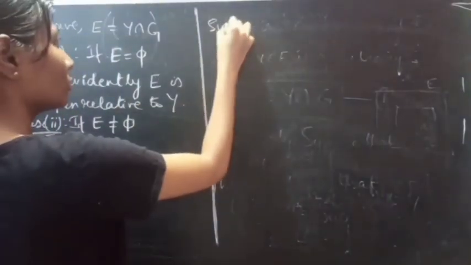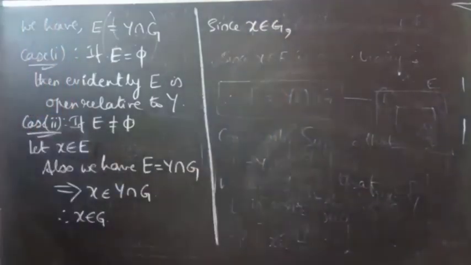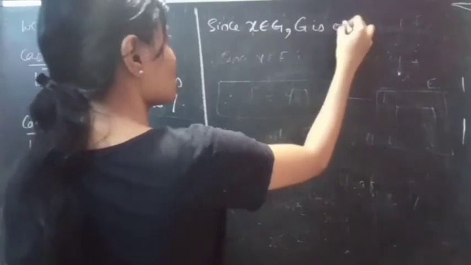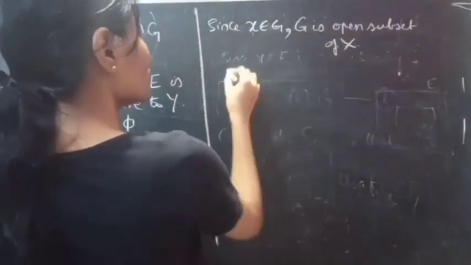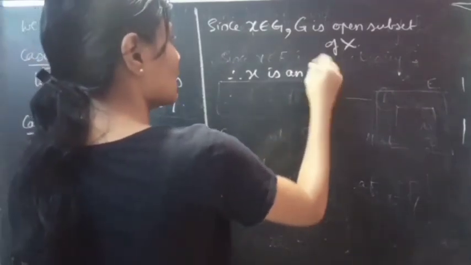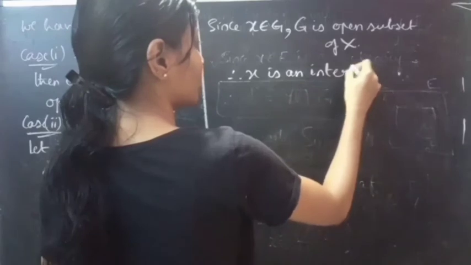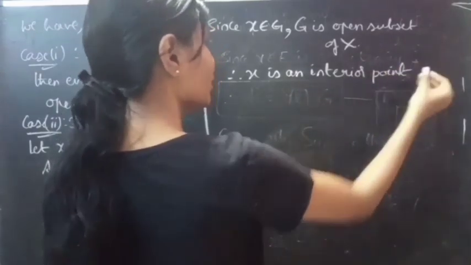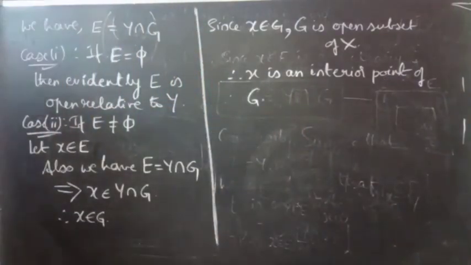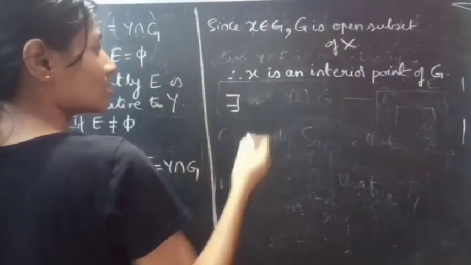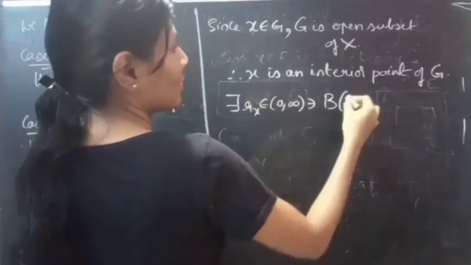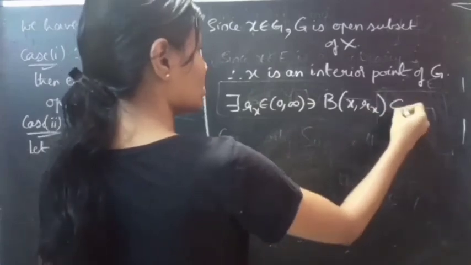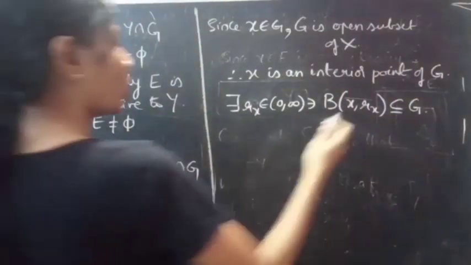Since x belongs to G, and G is an open subset of X, or you can say that G is open, therefore x is an interior point of G. By the definition of interior point, x is an interior point of G. So there exists an r which belongs to (0, infinity) such that the ball of x, comma Rx is a subset of G.